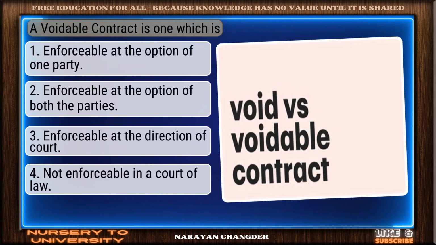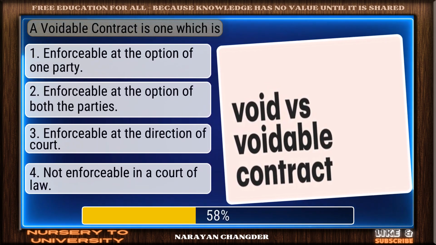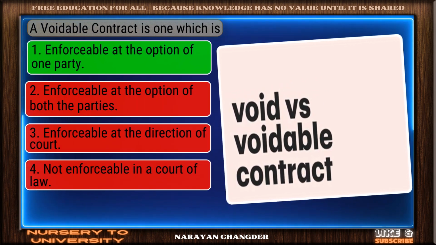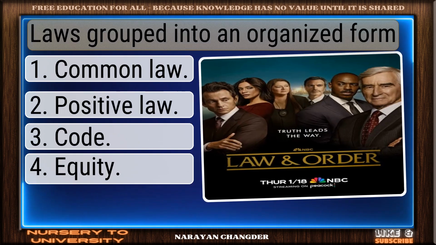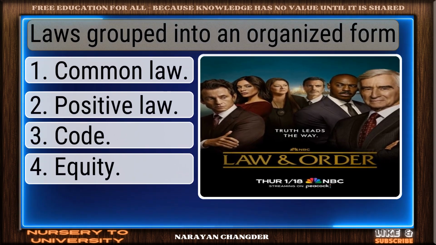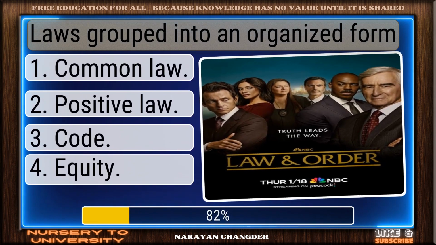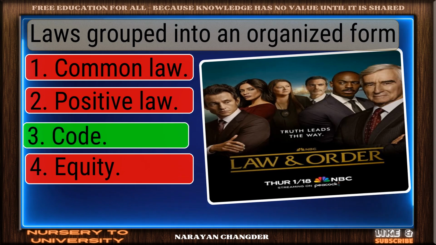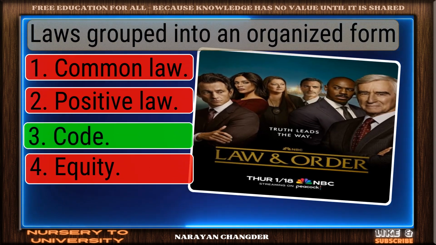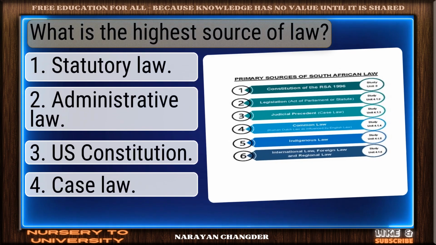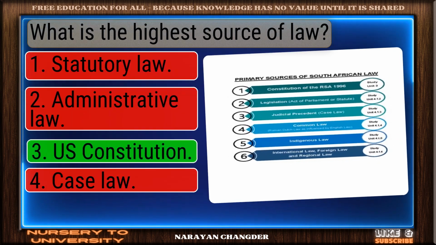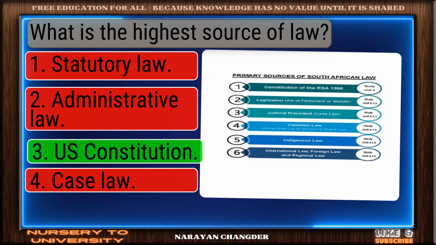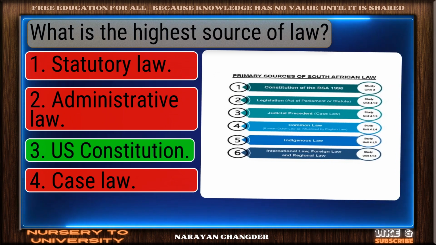Avoidable contract is one which is. Bravo. Enforceable at the option of one party is the answer. Laws grouped into an organized form. You chose code, and it is correct. What is the highest source of law? Sharp thinking. US Constitution is the right choice.